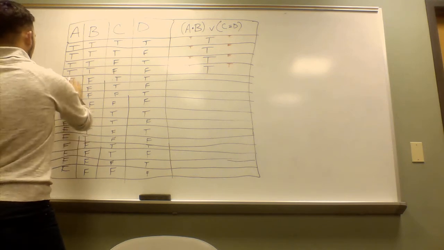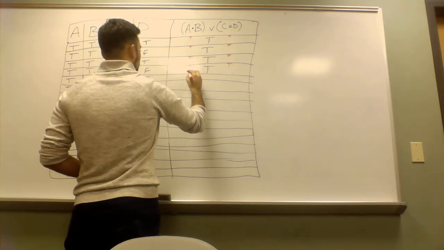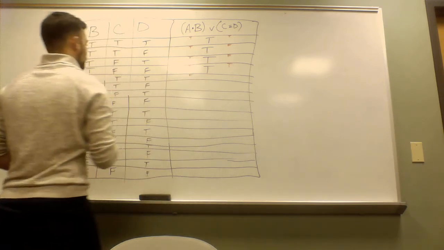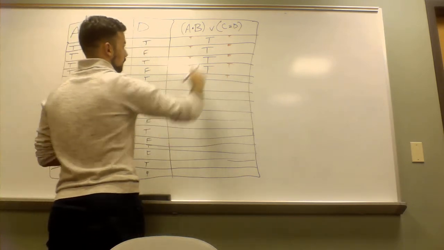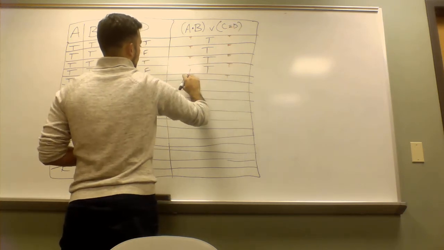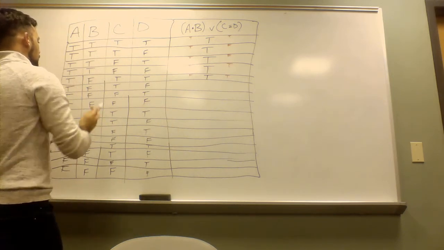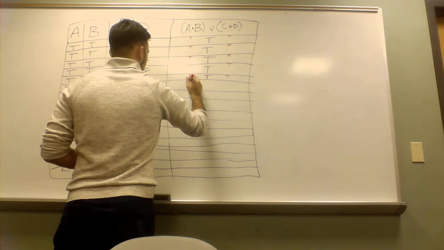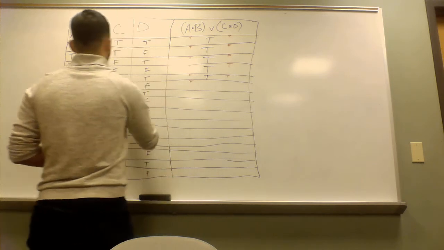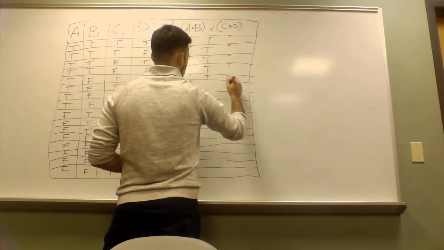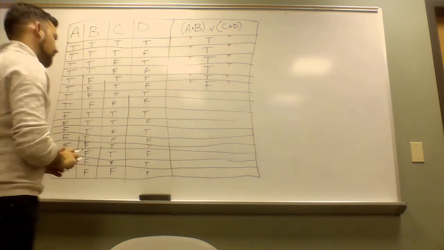Okay, in this case, on the fifth row here, A is true but B is false. That makes that statement false. And here, C is true and D is true, so that makes the statement C is equivalent to D true. So now we have false or true. True. Here we have A is true and B is false. That makes A and B false. C is true and D is false. That means C is equivalent to D is false. False or false means it's false in that scenario.